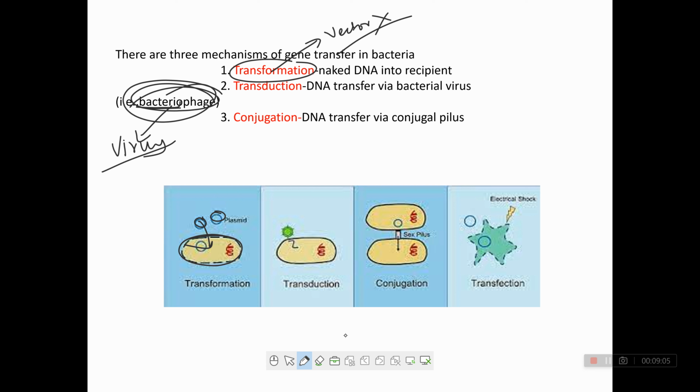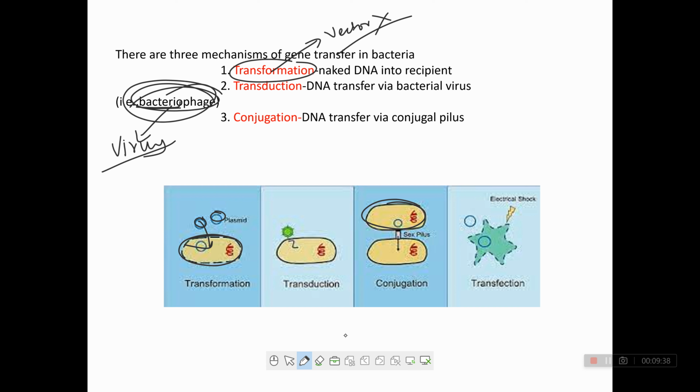Next is conjugation. Conjugation means when two bacteria come in contact with each other with the help of pilus. Pilus is a tube that is present in a bacterial cell. They help in the conjugation process.